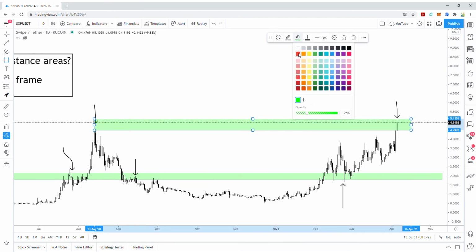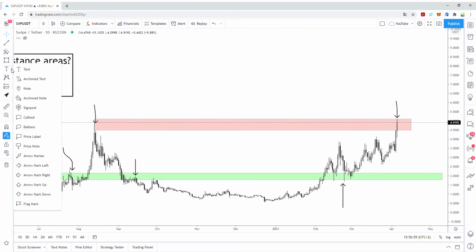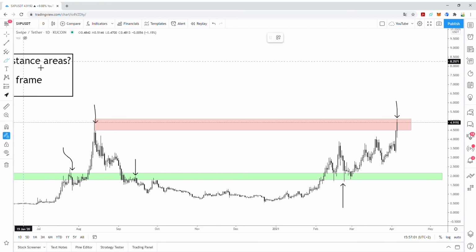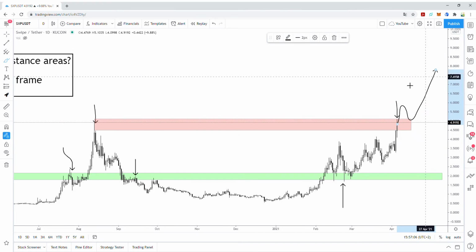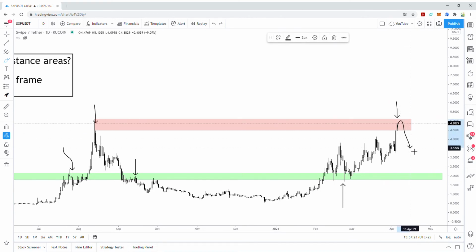We make it red, and we can see that we need this to be flipped into support if we want to continue higher. So we want to see something like this. Do you understand it? Let's make it red again, because the possibilities now are also that we will see more sellers here and we can go down a little.